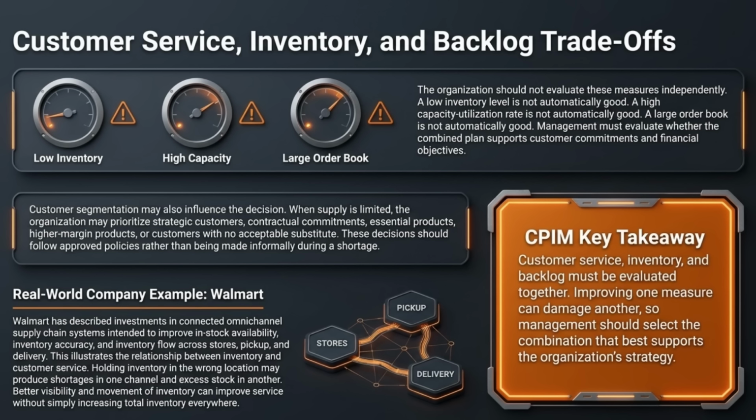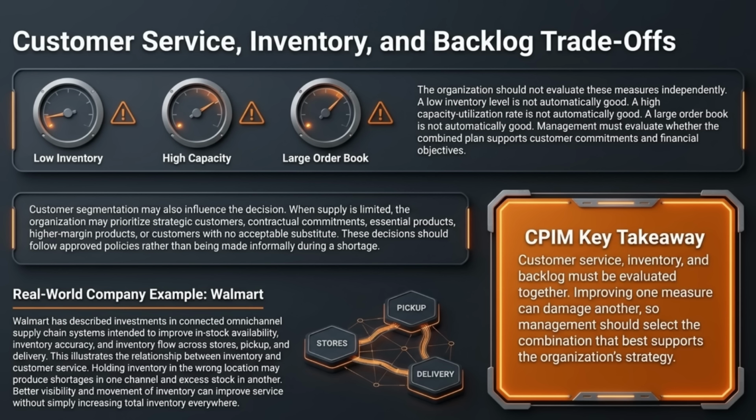Customer segmentation may also influence the decision. When supply is limited, the organization may prioritize strategic customers, contractual commitments, essential products, higher margin products, or customers with no acceptable substitute. These decisions should follow approved policies rather than being made informally during a shortage.